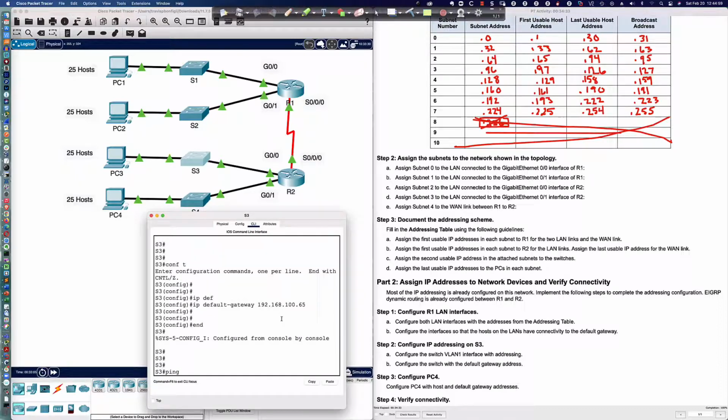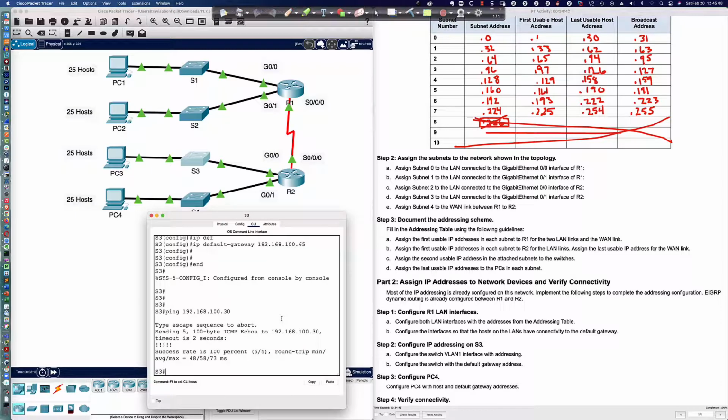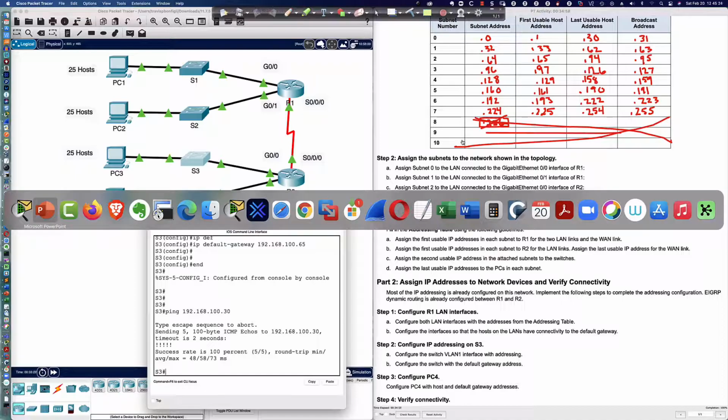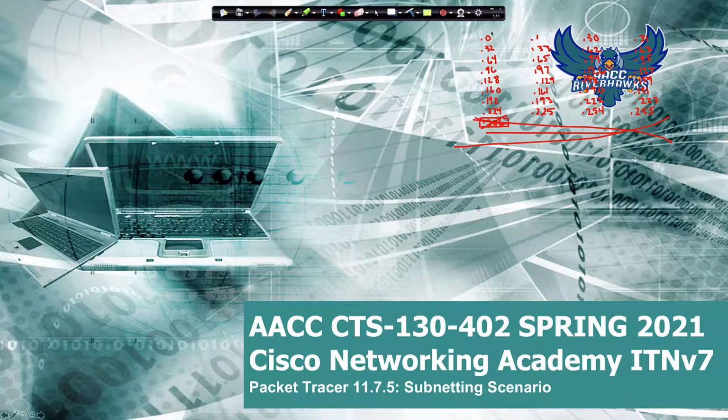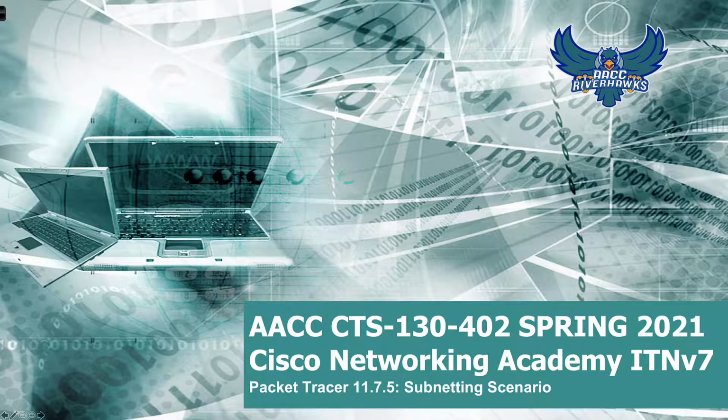So now can this switch ping 192.168.100.30? So can this switch ping PC1 and everything works as expected? And so again, definitely a challenging activity. Make sure to confirm all of the pings that you can ping everything. And that is going to do it for what is probably by far the most challenging activity that we've worked with here in terms of subnetting so far.